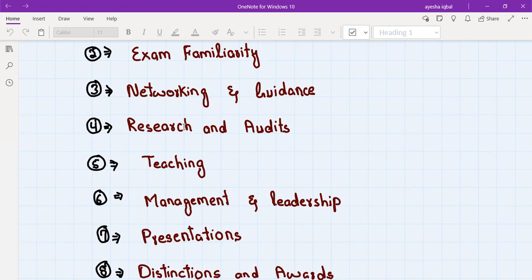Then management and leadership skills. This is another aspect in which many candidates are lacking, because this is quite unheard of in Pakistan. So management and leadership skills, what you can do about improving your leadership skills.